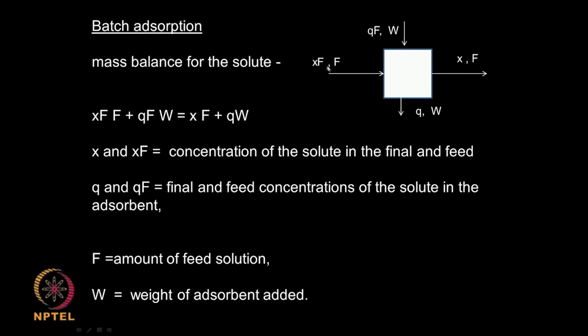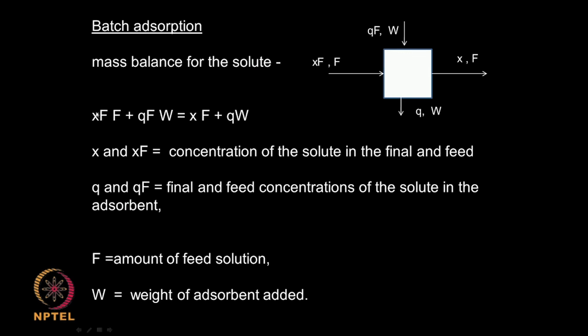So, we can do a mass balance: Qf into W plus Xf into F, that is the amount of solute entering from these 2 streams, equals Q into W plus X into F, that is the amount of solute leaving out. So, you have 2 streams through which the solute comes in, 2 streams through which the solute is going out. So, X is the concentration of the solute in the feed after some of the solute got adsorbed by the adsorbent.